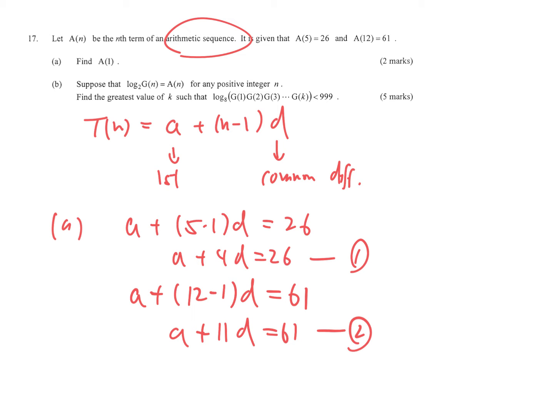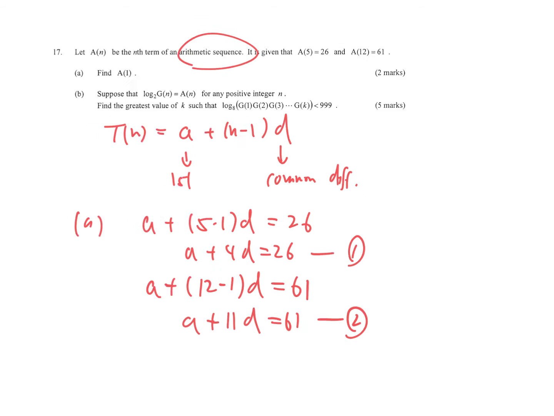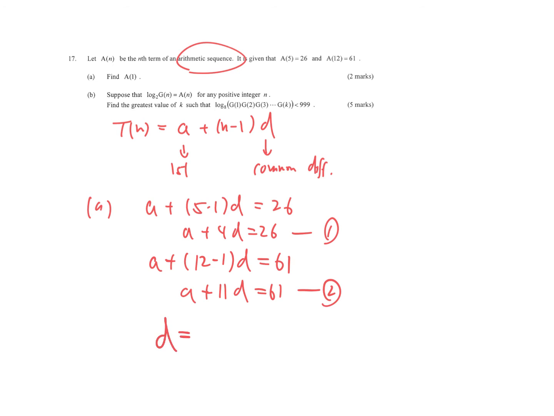By using a calculator, program 1, we can obtain that d is equal to 5 and a is equal to 6. Alright, so a equals 6, which means a1 is also equal to 6. That's the answer of part A.